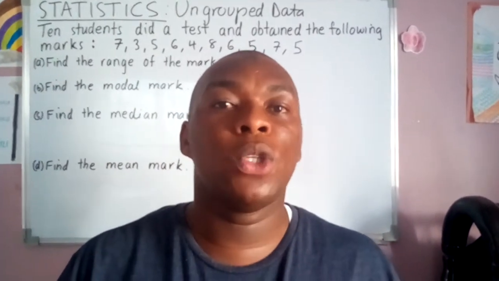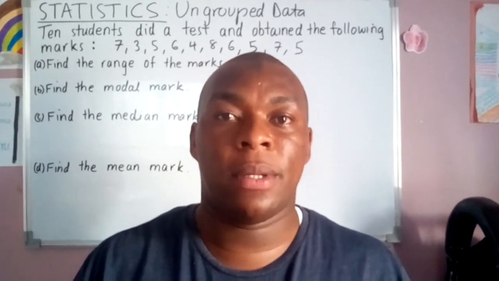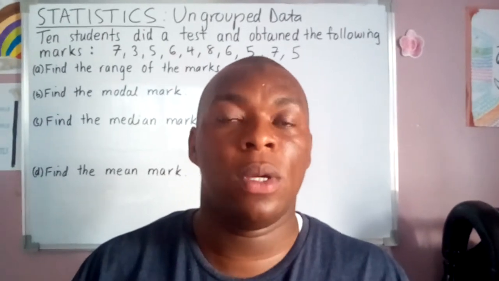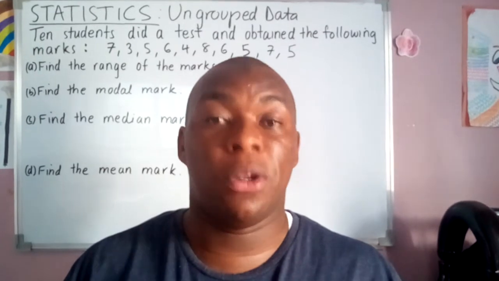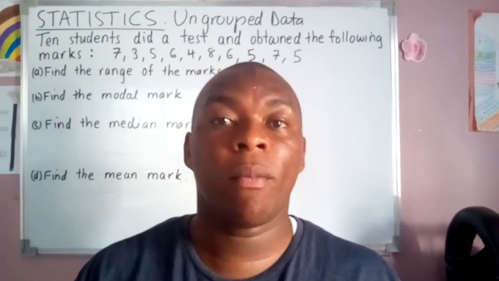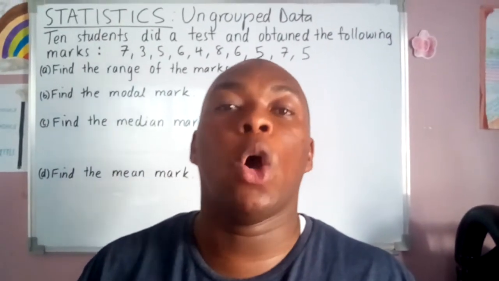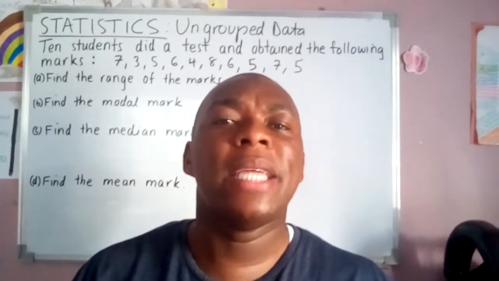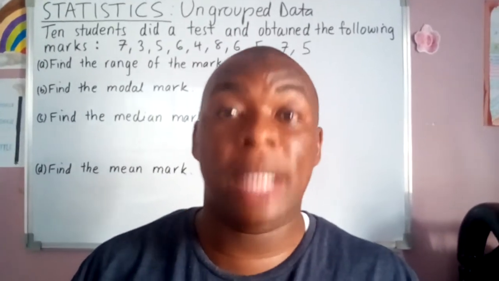Now, we are going to look at a small question under ungrouped data. Mainly, we are going to analyze the information. We are going to find the mean, the median, mode, and range. Now, what is range? Range is the difference between the highest data and the lowest data. What is mode? Mode is the number or the data which is repeating the most times.